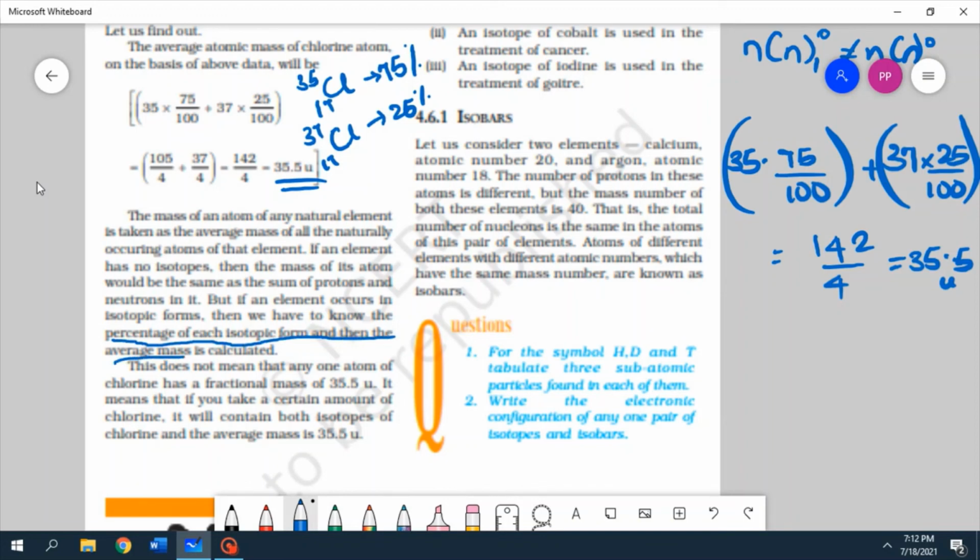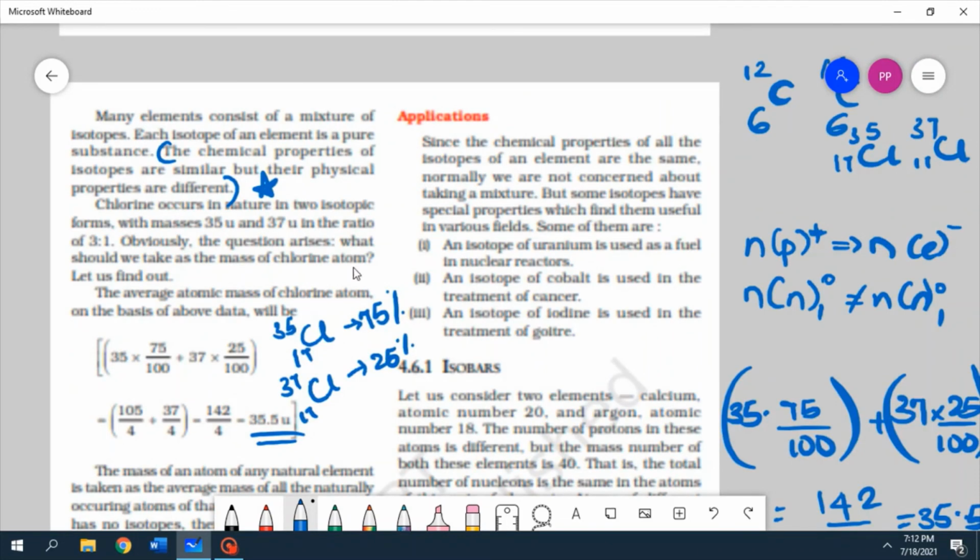Alright, this does not mean that every atom of chlorine has a fractional mass of 35.5. It's just because we don't know whether we're taking the chlorine-35 isotope or the chlorine-37 isotope that we take an average and assume that this is the average mass of a chlorine atom. Alright, so then moving back up, we have a few applications of isotopes.